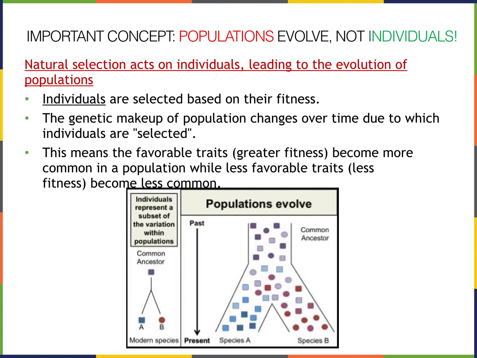You should remember that populations evolve, not individuals. So natural selection acts on individuals, leading to the evolution of populations. So remember that variation has to exist within a population, and then the environment selects individuals based on their fitness. And then because of that, the genetic makeup of a population can change over time due to individuals being selected for or against. And so those with greater fitness become more common, while those with less fitness become less common. And so you start to see evolution occur, and then over many generations you might end up with different species.